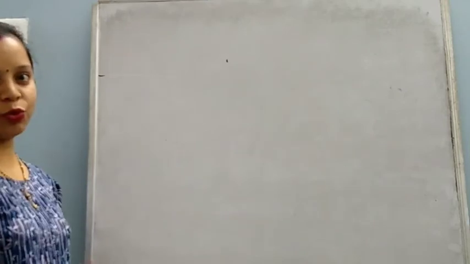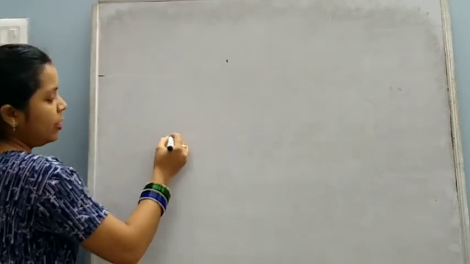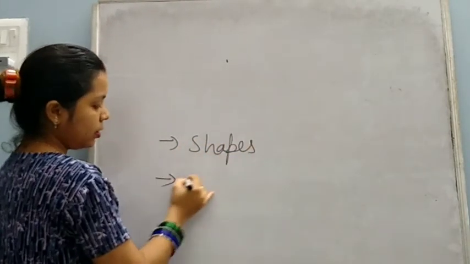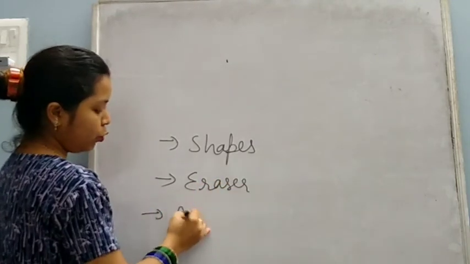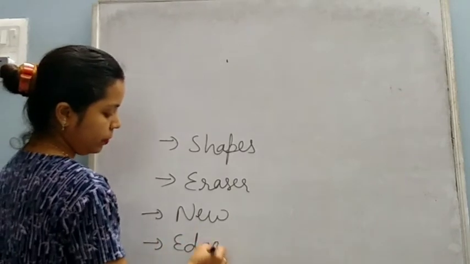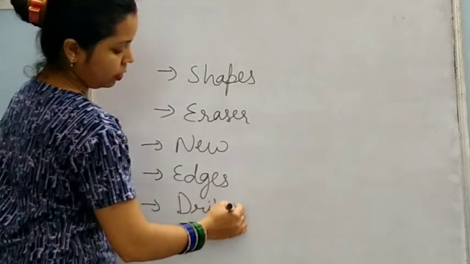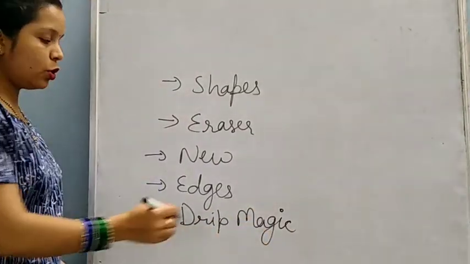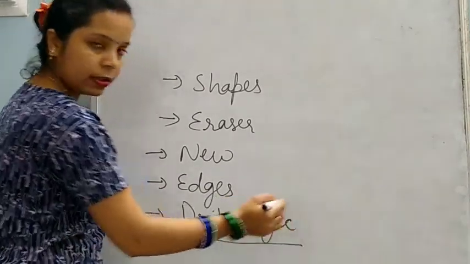So today I have shown you how to work in Tux Paint on computer. So you have learned today about shapes tool, eraser tool, new tool, edges tool and drip magic tool. So these tools I have told today. Next tool which I have given in your chapter, I will continue next term.